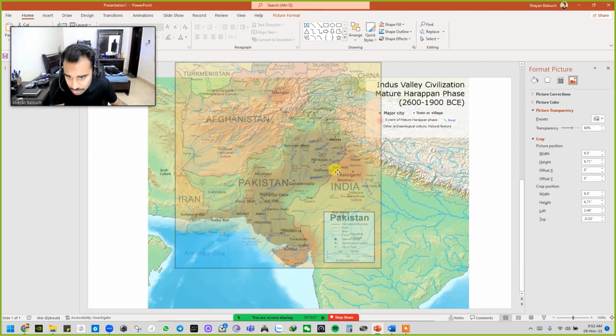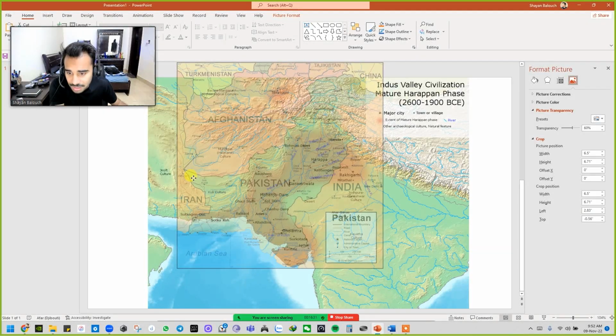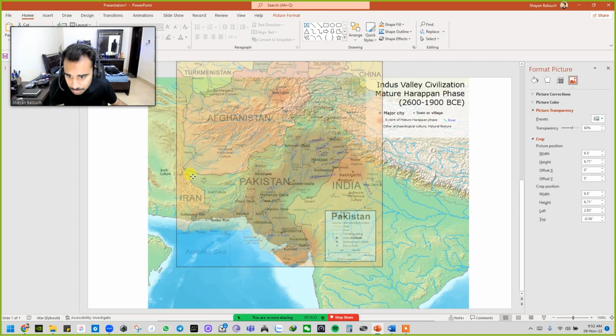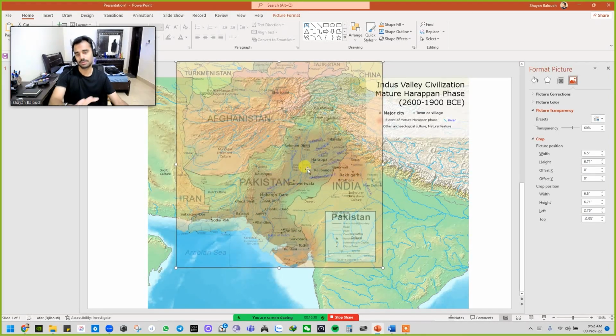So I'm just trying to align the border of Pakistan with the border of Afghanistan and Iran, just to get a little better picture. Okay, so now you get this idea that the previous civilizations, let's say the Indus Valley civilization that we're talking about, so where would be the remains?